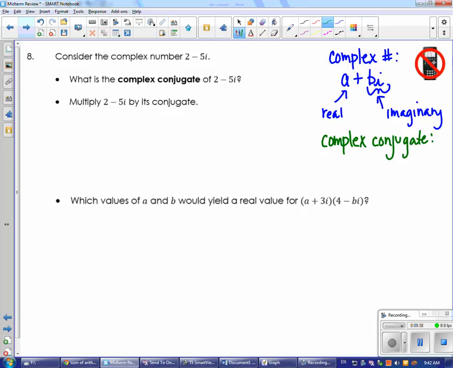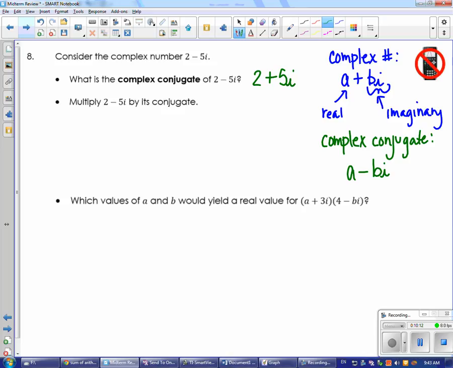And a complex conjugate is of the same form, except we're going to do a minus bi. And you're going to need both of those relationships in this problem. So in the first bullet, it asks, what is the complex conjugate of 2 minus 5i? Now notice when we're looking at the conjugate, the real number stays the same. The real part stays the same, but the imaginary term changes sign. So the complex conjugate of 2 minus 5i is going to be 2 plus 5i.